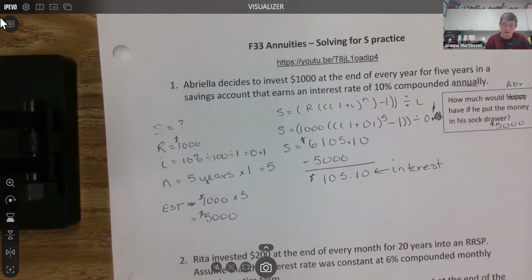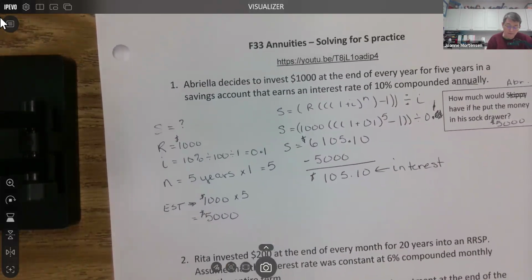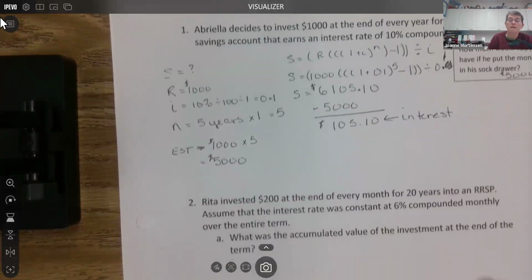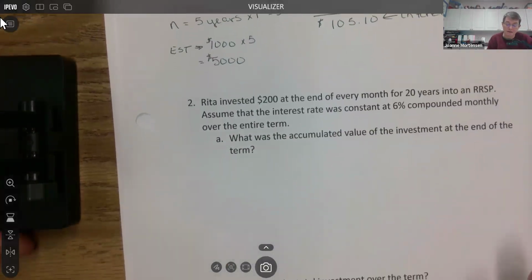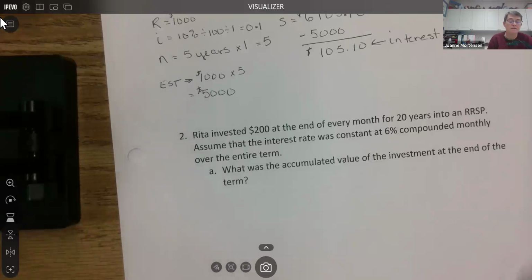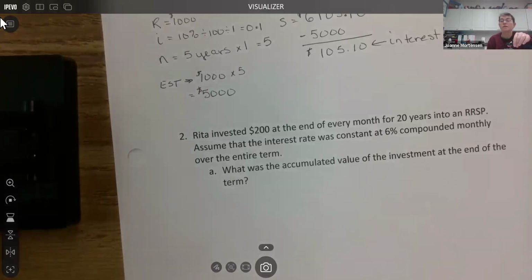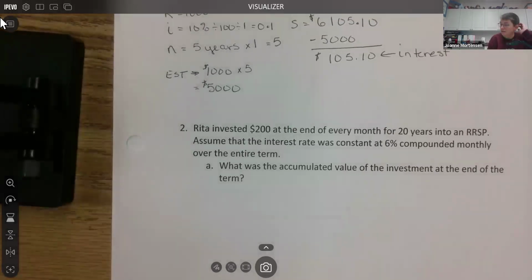All right, Rita. Invested money in an RRSP, a registered retirement savings plan. Some jobs you get a pension, a lot of jobs you don't. SAIT doesn't have a pension, but they do contribute to my RRSP. So someday when I retire, there should be some extra money around. A little bit.